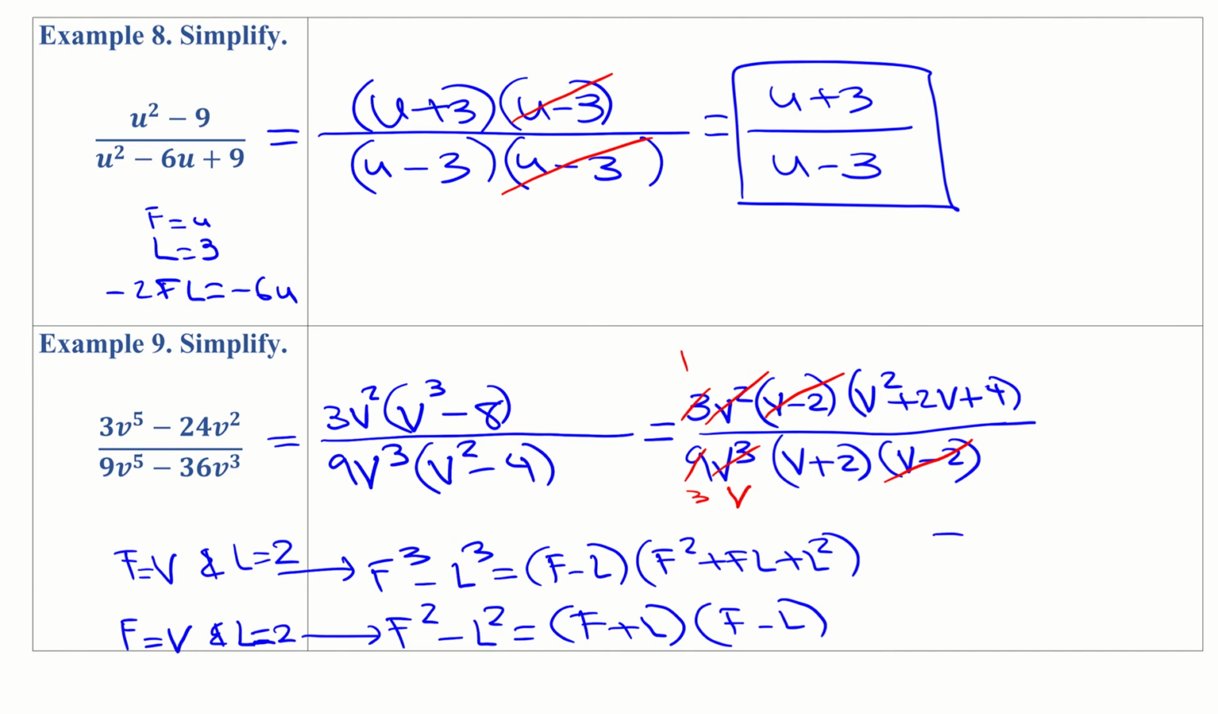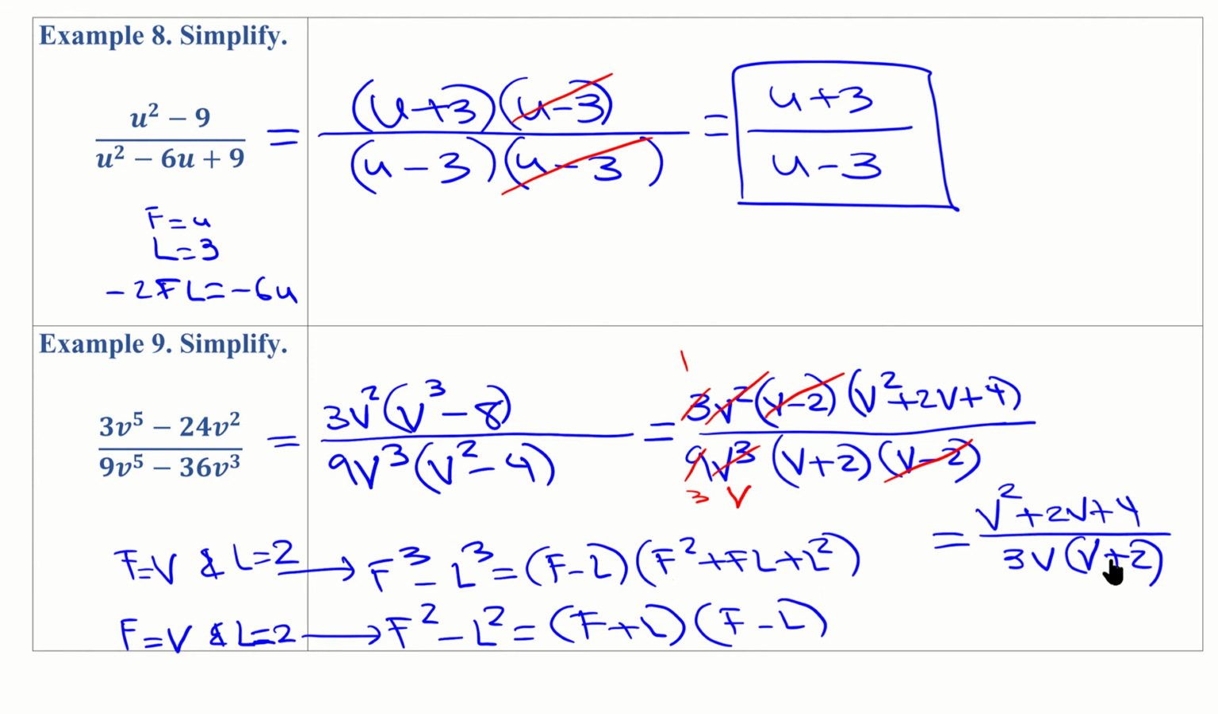Okay, so after the cleanup, we're left with v squared plus 2v plus 4 over 3v times v plus 2. If you recall from when we discussed the difference of cubes formula, I told you this part is not going to be factorable over the set of integers. So we'll leave this part alone. That's going to be prime.